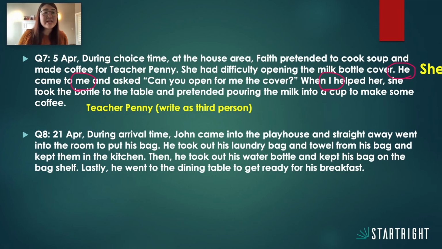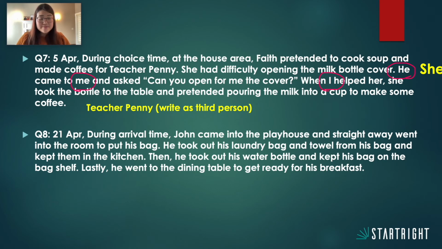So basically, don't use me or use I even if you're writing the anecdote. Write as though you are another person and you are seeing yourself do it. Okay? Seeing another person who looks like you. Okay? 21st April. During arrival time.